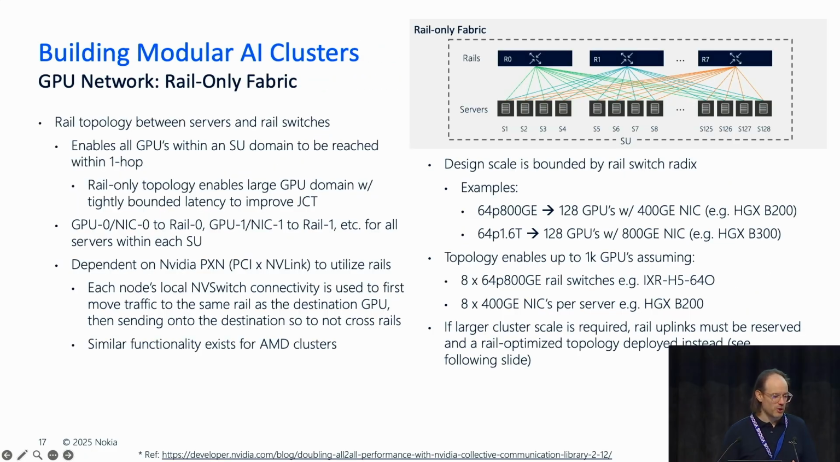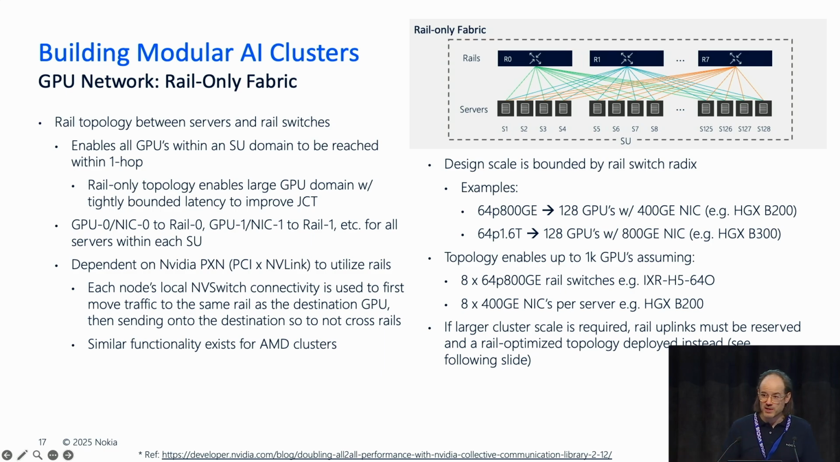Okay, so I mentioned earlier about there being some specific topologies relevant to these GPU backends. And I think there's two main topologies that I want to introduce today, and the first one is a rail-only fabric. And the crux of this is that it enables all GPUs to reach all other GPUs within one hop. And then we can reduce the latency between those GPUs.